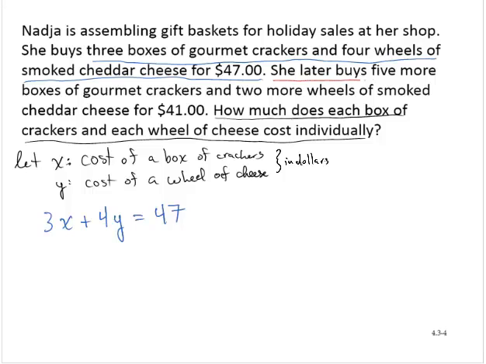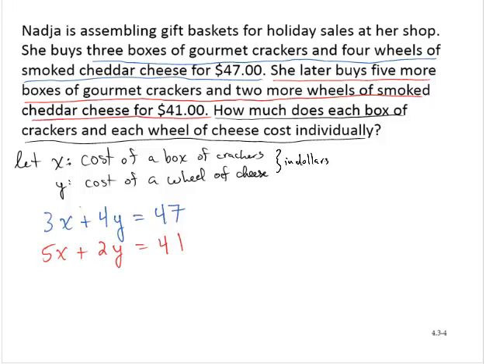She later buys 5 more boxes of gourmet crackers and 2 more wheels of smoked cheddar cheese for $41. So then 5x plus 2y equals 41. So we now have a system of equations that models the problem, and so now let's try to solve the system to answer the problem.